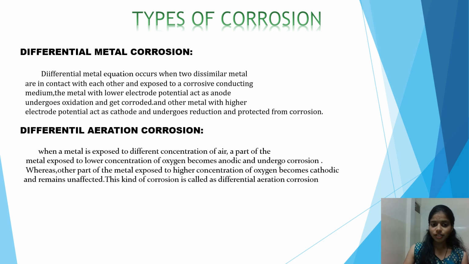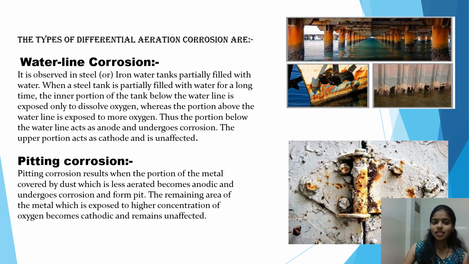The second one is differential aeration corrosion. When a metal is exposed to different concentrations of air, a part of the metal exposed to a lower concentration of oxygen becomes anodic and undergoes corrosion, whereas the other part of the metal exposed to a higher concentration of oxygen becomes cathodic and remains unaffected. This kind of corrosion is called differential aeration corrosion. We can see two types in differential aeration corrosion.